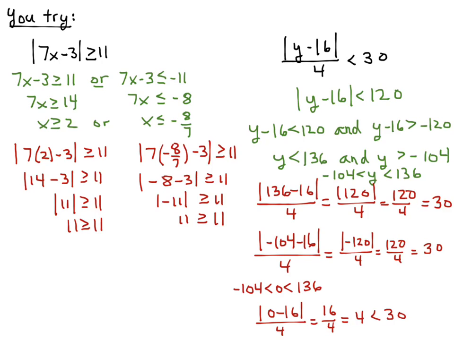0 minus 16 is negative 16, so that becomes positive 16 divided by 4. So we have 4 is less than 30. You got that part right.